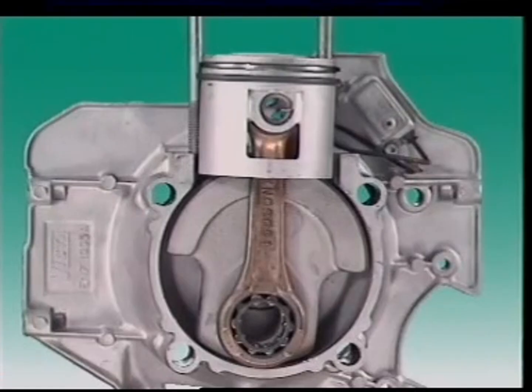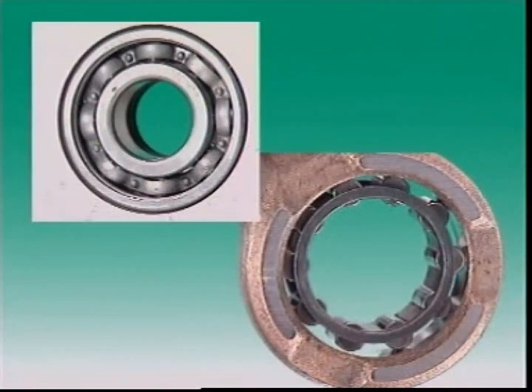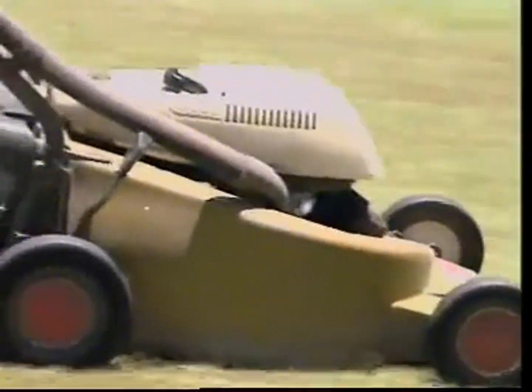The crankshaft and connecting rod bearings in two-stroke engines are ball and roller types. Because the parts of this kind of bearing only roll over each other, they only need a minimum of lubrication.